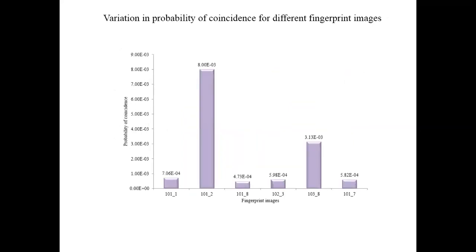Now, there's a new term called probability of coincidence. It's a mathematical metric through which we try to find out if by default a non-secure design has any information of the secret constraints by coincidence. So the lower the value of probability of coincidence, the more secure or robust the design is considered to be. As you can see, the probability of coincidence for different fingerprint images changes. Next slide.